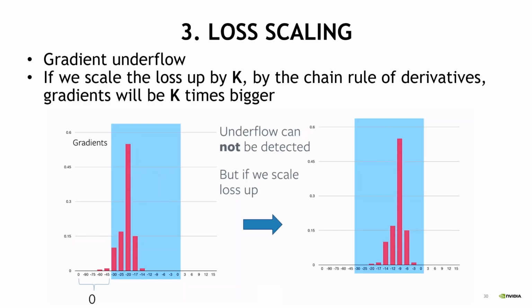But we can apply a trick named loss scaling. If we scale the loss up by k, some constant, by the chain rule of derivatives, gradients will also be k times bigger. We are shifting gradients to the dynamic range that is good for FP16 precision. And we can scale up our loss and we will save our gradients from underflow.